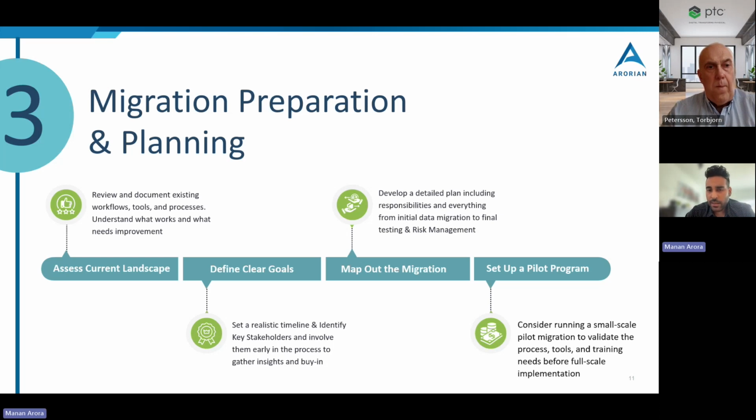Normally at Arorian, we recommend having a pilot program, as you can see at the last point, setting up a pilot program. This is to run a small-scale pilot migration project, or you can call it a POC, proof of concept, to validate the processes and tools involved in the migration. It has worked out pretty well for our customers till now, so we really recommend setting up a pilot program while planning a migration.